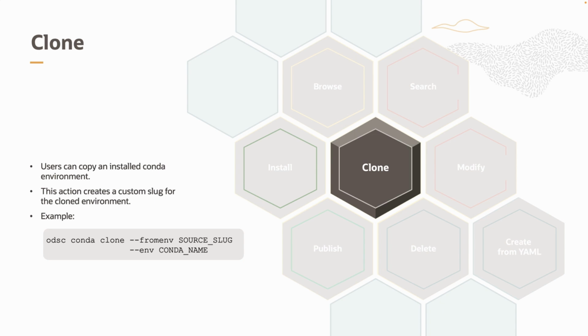The source slug is the slug of the installed conda that you want to clone, and then you can give your new conda environment a new name using the env option. This will automatically create a new slug for you, and you'll be able to identify the conda environment by the conda name that you've given it.